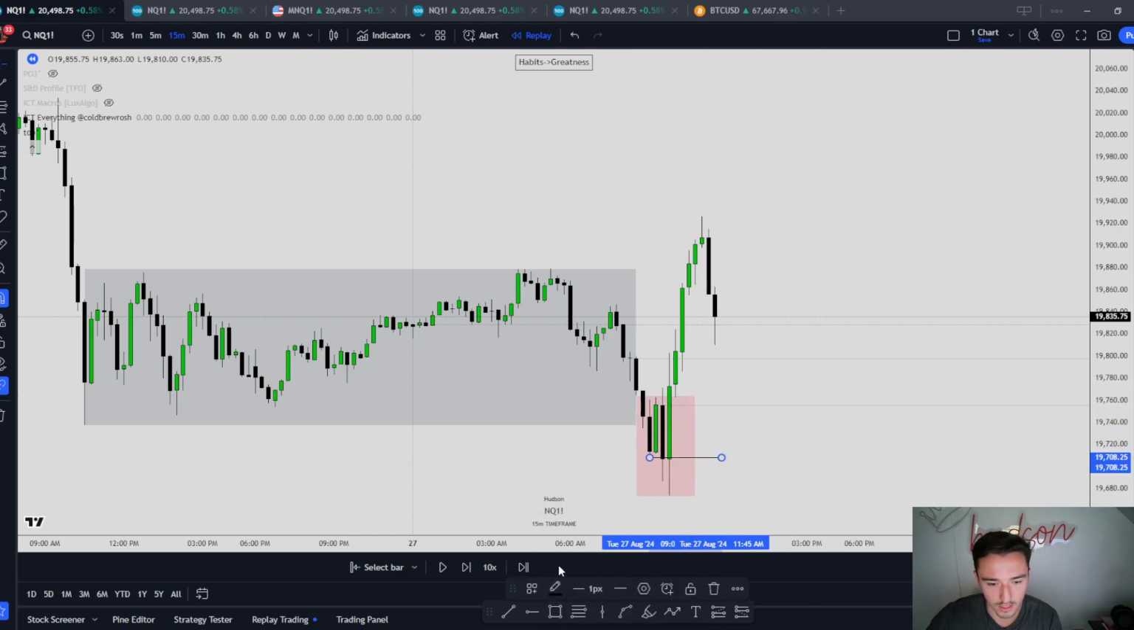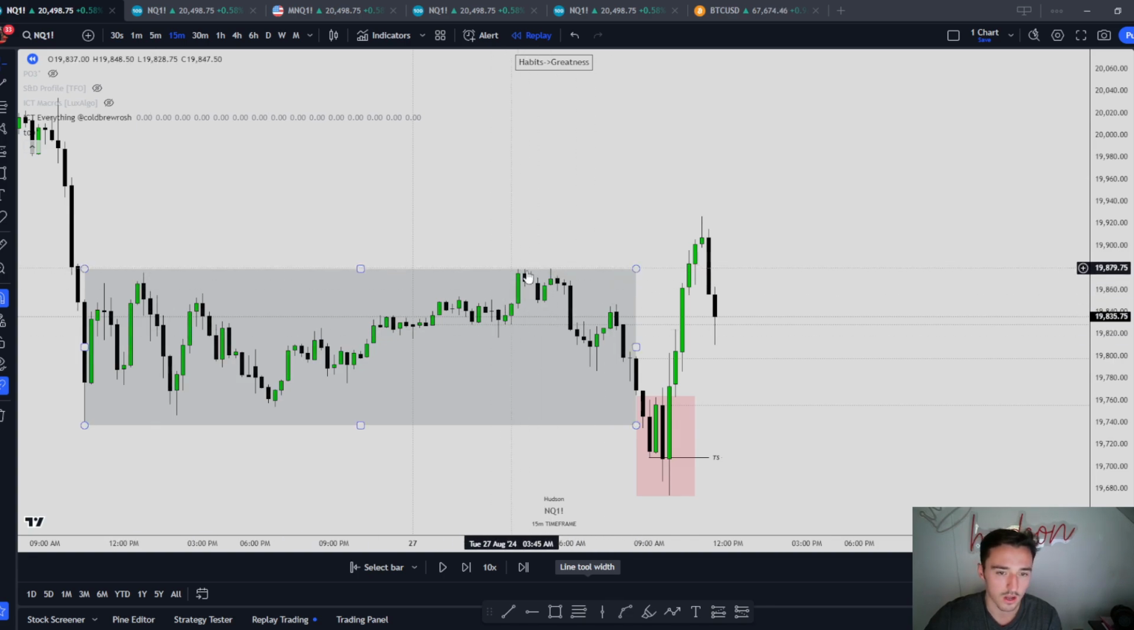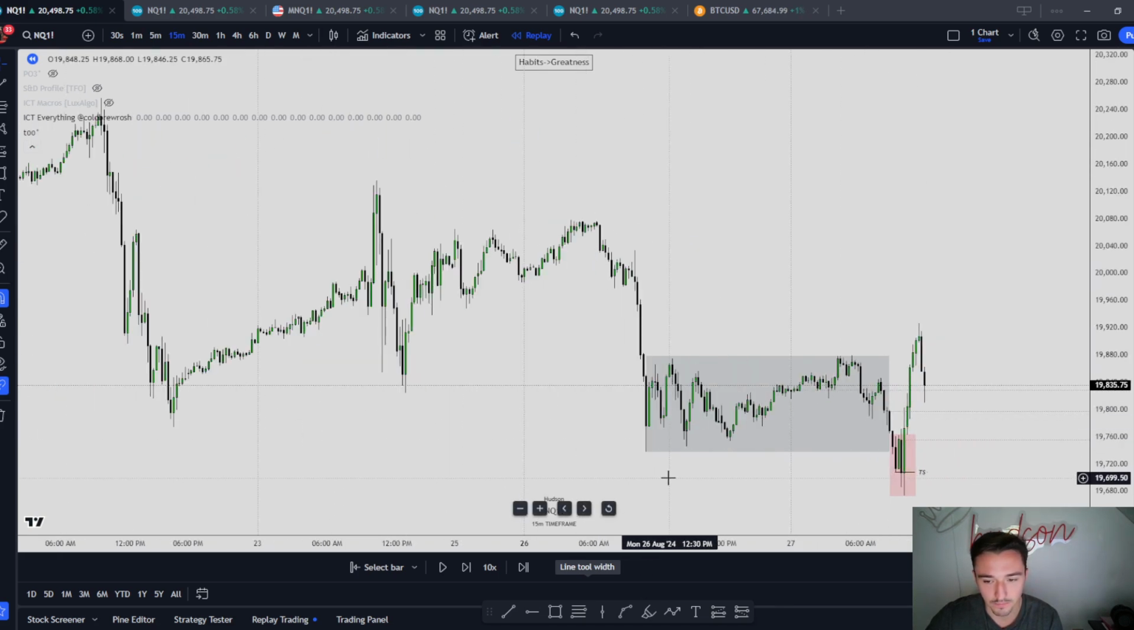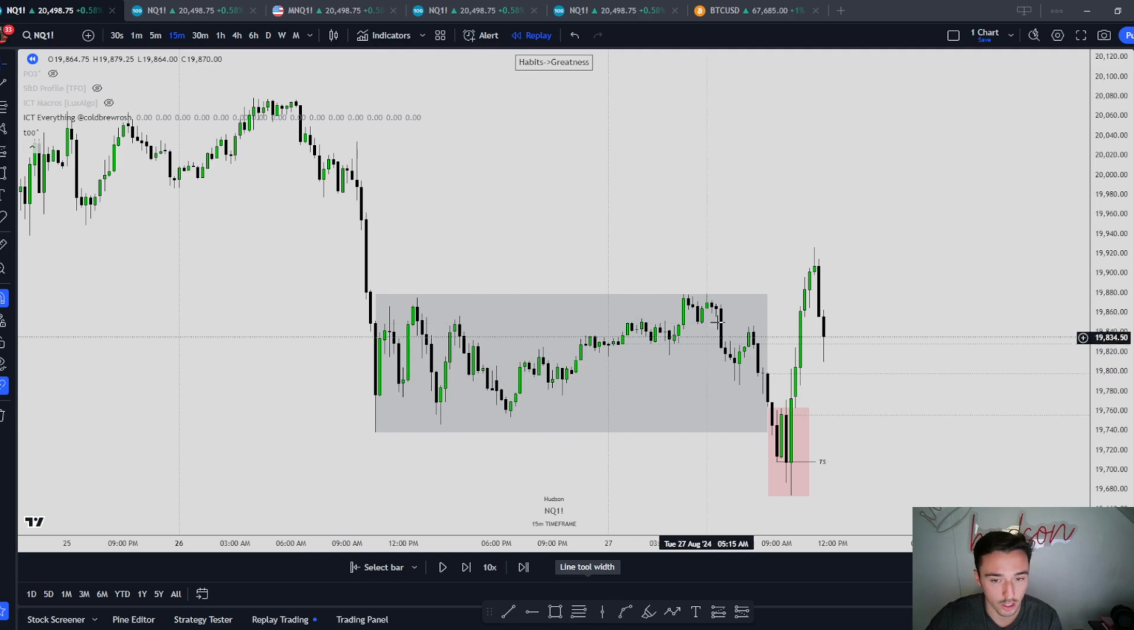So this would be your turtle soup inside of a 15-minute AMD model. We have our 15-minute accumulation, manipulation, then we distribute up to these relative equal highs. We have pretty much relatively equal, if not perfect equal highs. So right there, we have accumulation, manipulation, distribution.